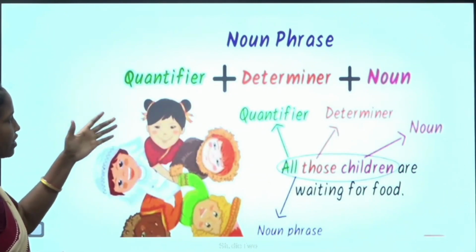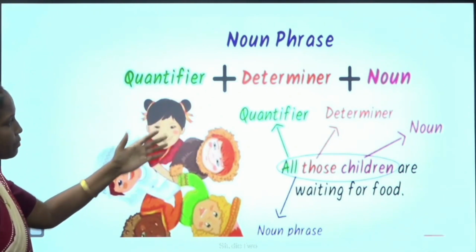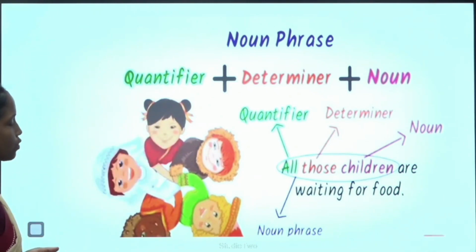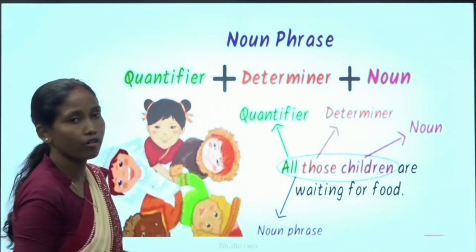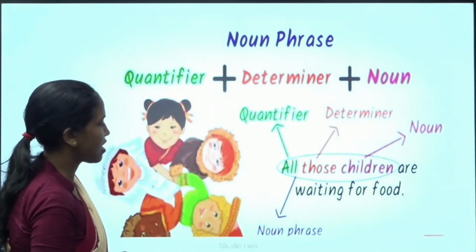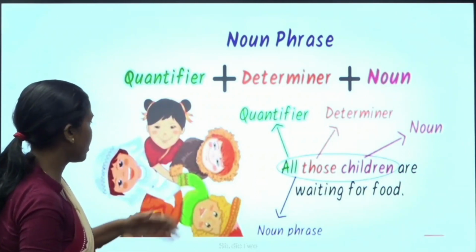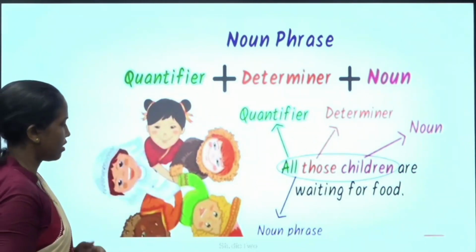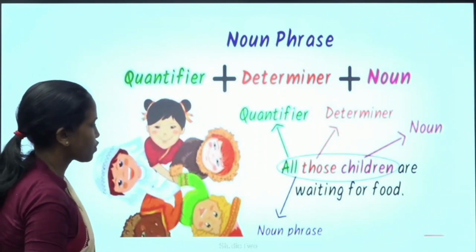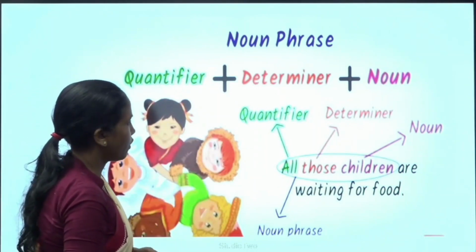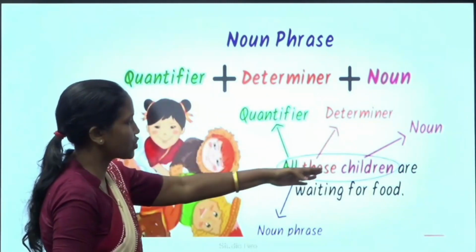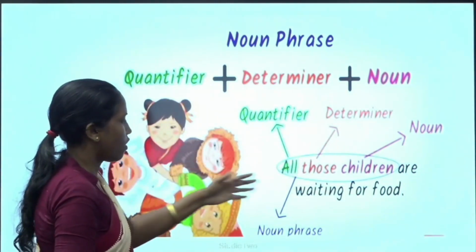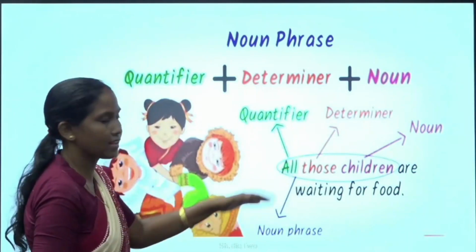Next you see how noun phrases are made: quantifier plus determiner plus noun. Here is the example. All those children are waiting for food. All is the quantifier, or you can also say predeterminer. Then those is the determiner, children is the noun. So all those children is the noun phrase in the sentence.